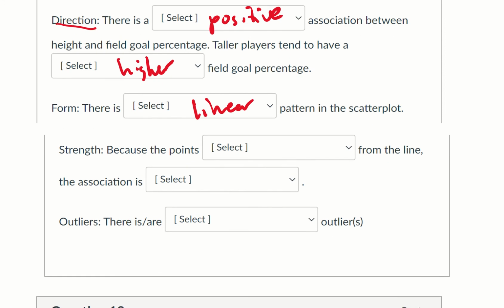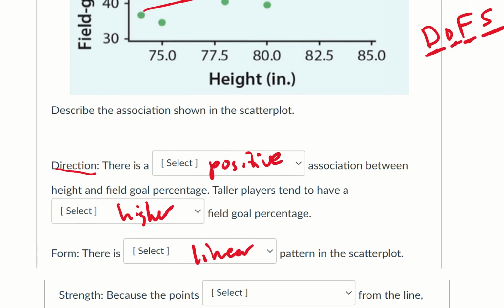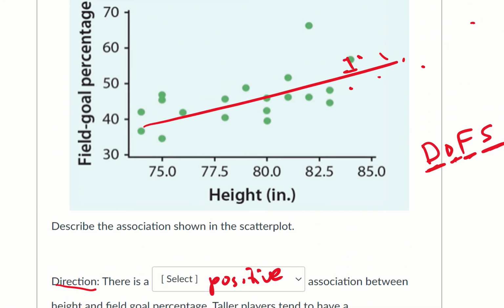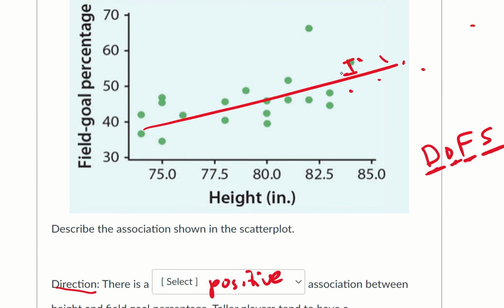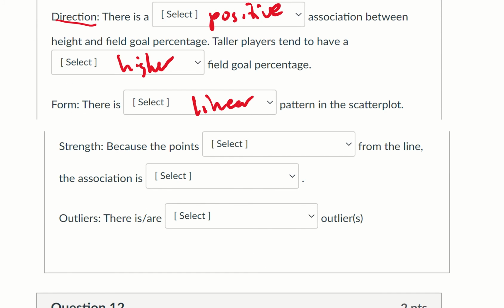The strength: is it strong, weak, or moderate? Well, the points vary somewhat from the line. For example, this guy right here kind of messes up the relationship. These guys are a little bit far. Because they vary somewhat, we'll say that the association is moderate.